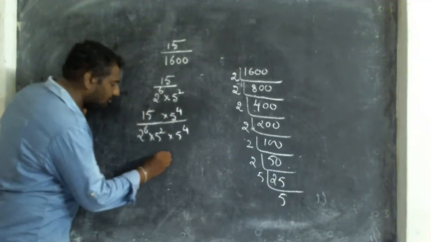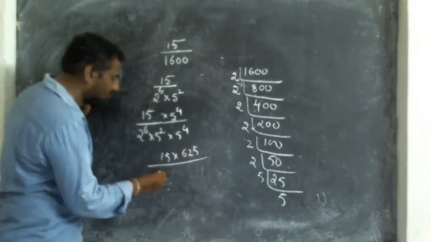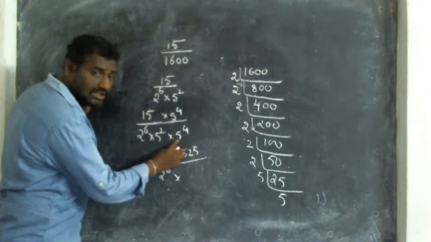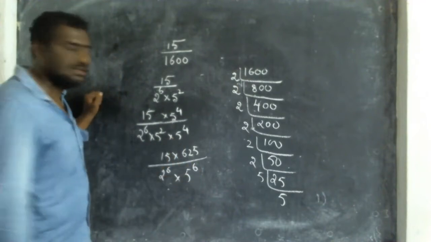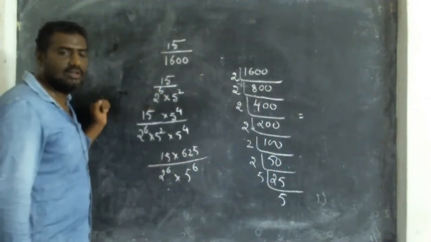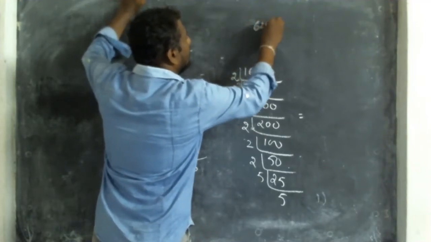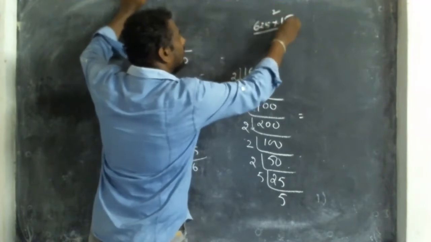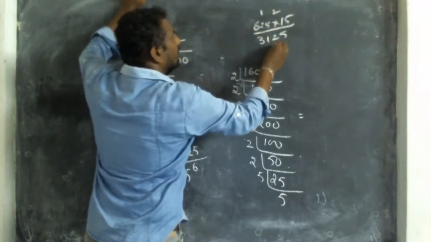Now we'll write 15 into 5 power 4, which is 625, divided by 2 power 6 into 5 power 6, since both the 5's we can write together as 5 power 6. Rest of the problem I'll do. I want the value of 15 into 625. 625 into 15 will multiply. 5 5's are 25, 5 2's are 10 plus 2 is 12, 5 6's are 30, 31.